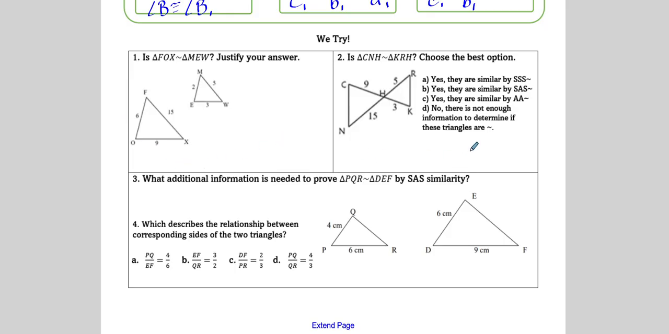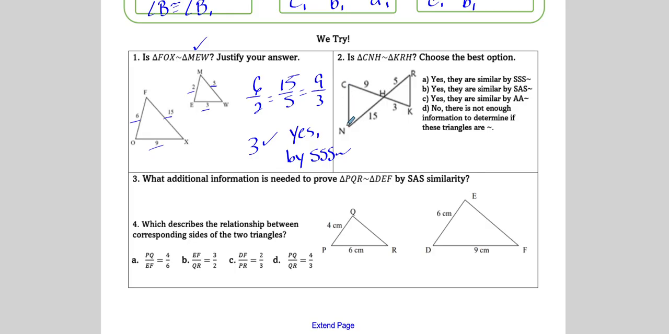All right, so let's try these together. Is Fox similar to mu? So looking at these side lengths, I want to think about if those ratios are all the same. If 6 over 2 equals 15 over 5 and 9 over 3. Since we divide each of those and we get 3, those are all equal, which means that the triangles are similar. So I would say yes by side-side-side similarity.